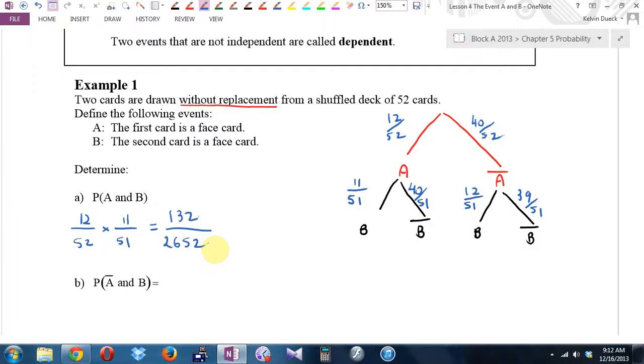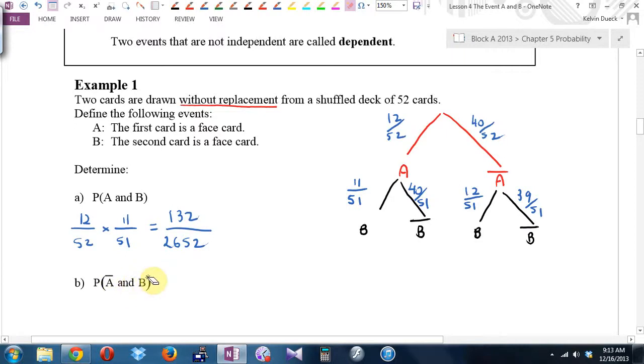Part B. Kyla, can you read B to me, please? Probability of what? Look up. Just read what's there. So what does that bar mean? So not A and? Okay, that's what we wrote.